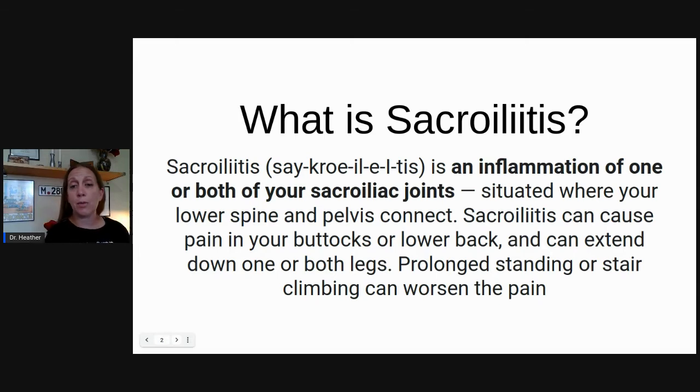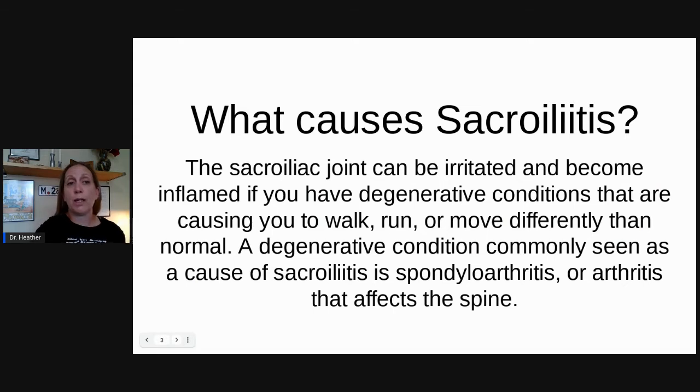A lot of times sacroiliitis will be diagnosed by either a PT, a chiropractor like myself, or an osteopath. Generally, a general practitioner isn't going to state that you have sacroiliitis. They won't get that specific, but they may just say, okay, you have some back pain.